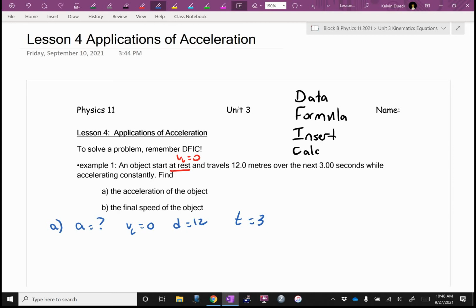Now I'm looking for the equation. On my green sheet, there's an equation that has an A, a VI, a D, and a T. Which one? D equals VIT plus a half AT squared. Everybody see it?